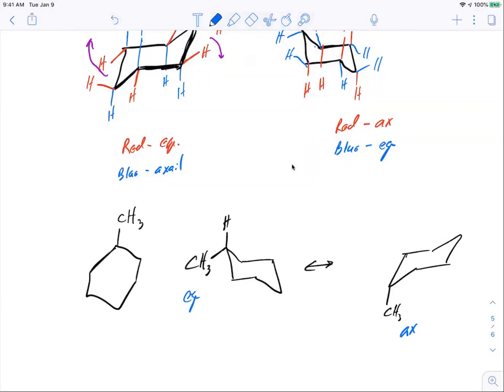that's going to flip to the axial position. Which of these is going to be more stable? Well, the equatorial, because it has more space, right? So we have less interactions. But whenever we go to the axial position, why is this less stable? Well, it has to do with the interactions, the 1,3 axial interactions.